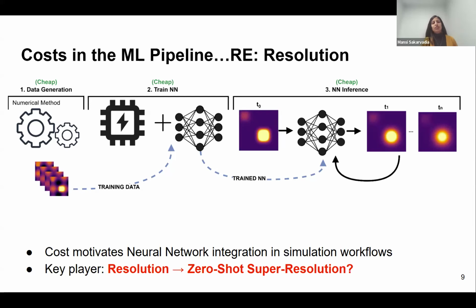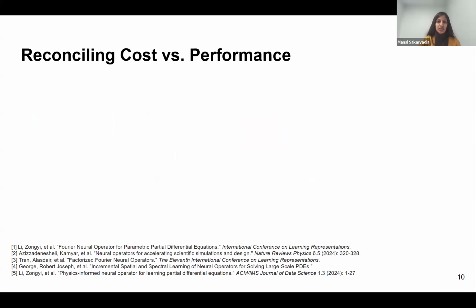One thing that has been proposed in this literature is a workflow called zero-shot super resolution. Put simply, what this workflow aims to do is cheapen steps 1 and 2 by reducing the resolution of the data you're generating and training over, and then enabling your trained neural network to be deployed at inference time at arbitrary resolution. And that's what we're going to be studying in this work.